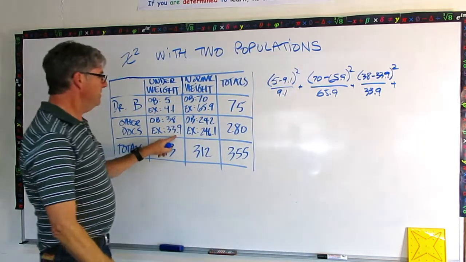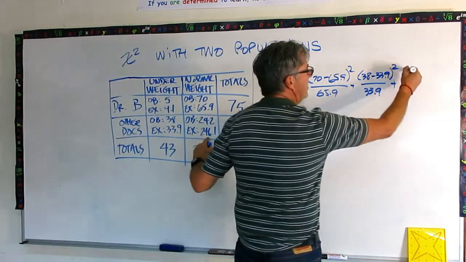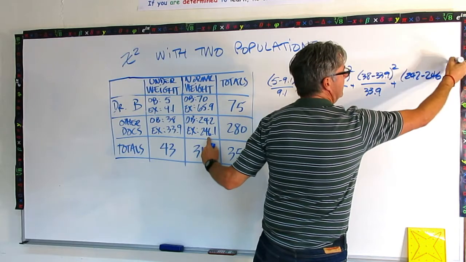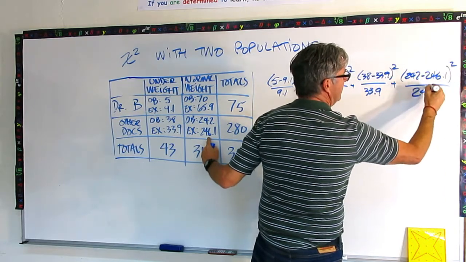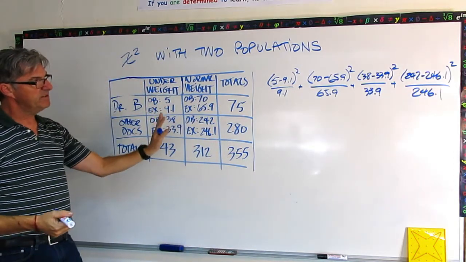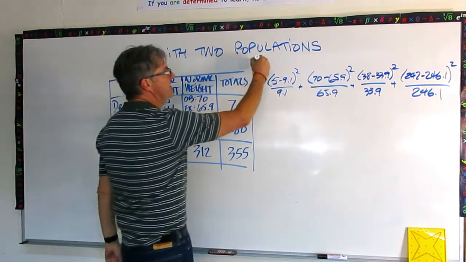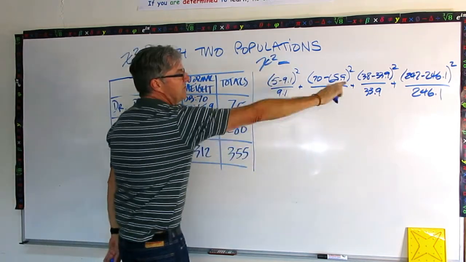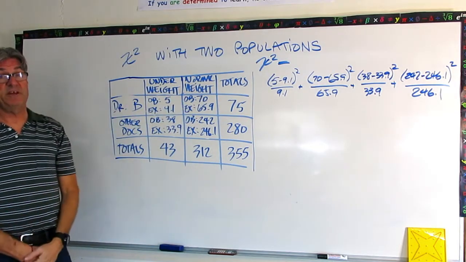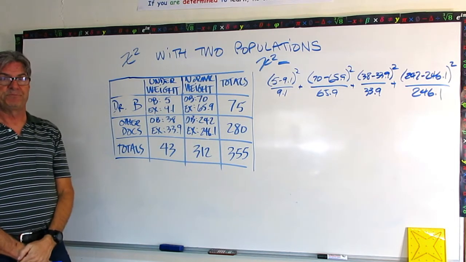And then for our last one, it's going to be 242 minus 246.1. So 242 minus 246.1 squared over 246.1. So take a minute and look at that, compare it to the table, and make sure that that makes sense to you, how I did that. And of course, this is our chi-square equals all of that. Okay, now what I want you to do is do that calculation. Get out your calculator, write down a few intermediate steps, and get your chi-square.